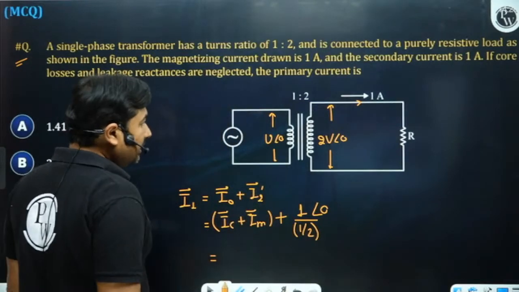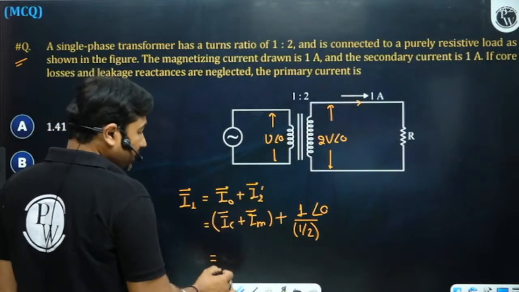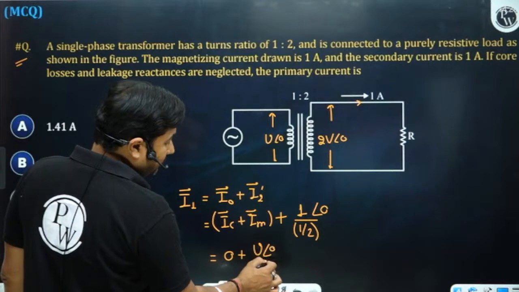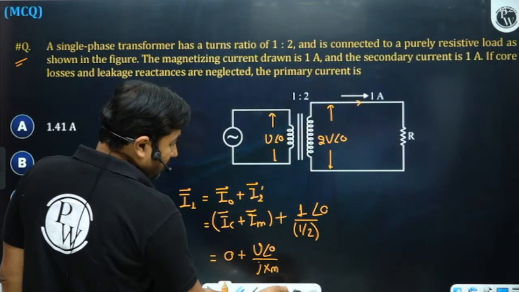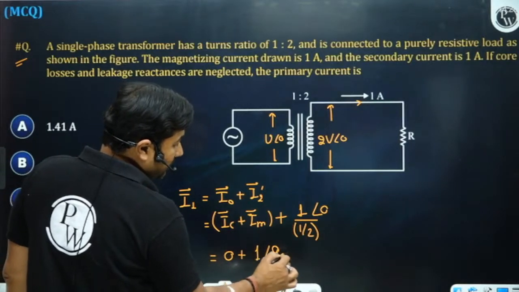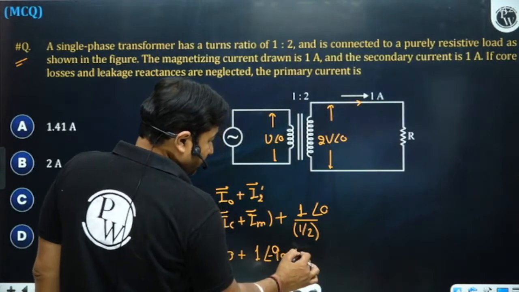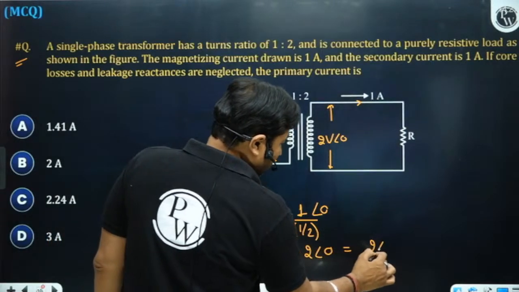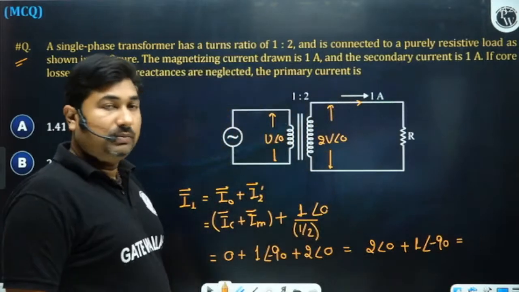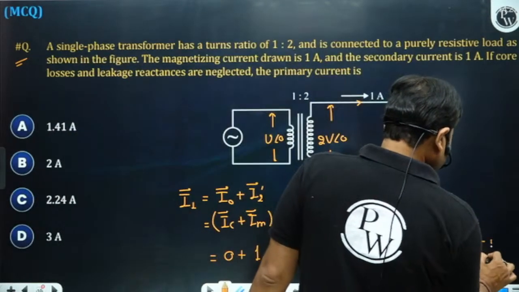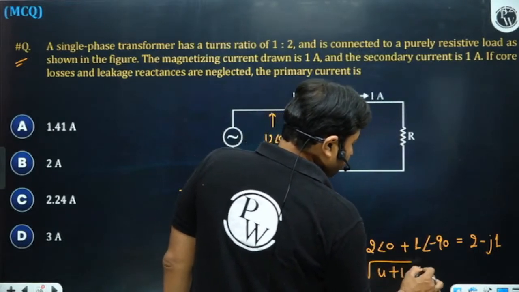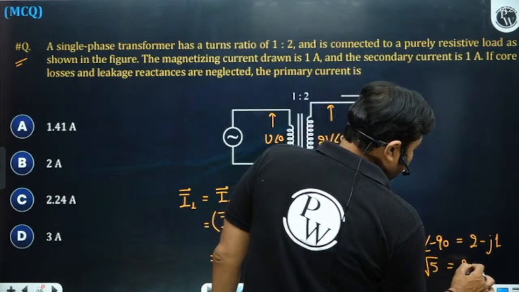And magnetizing current lags the voltage by 90 degrees. Core loss component of current is 0. This will be V at an angle 0 divided by jXm, which is at 90 degrees, and 1 ampere current is given to you. So plus 1 by 2, 2 at an angle 0. So 2 at an angle 0 plus 1 at an angle minus 90. Basically it is 2 minus j1. So root of 4 plus 1, that is root 5, 2.24 ampere.